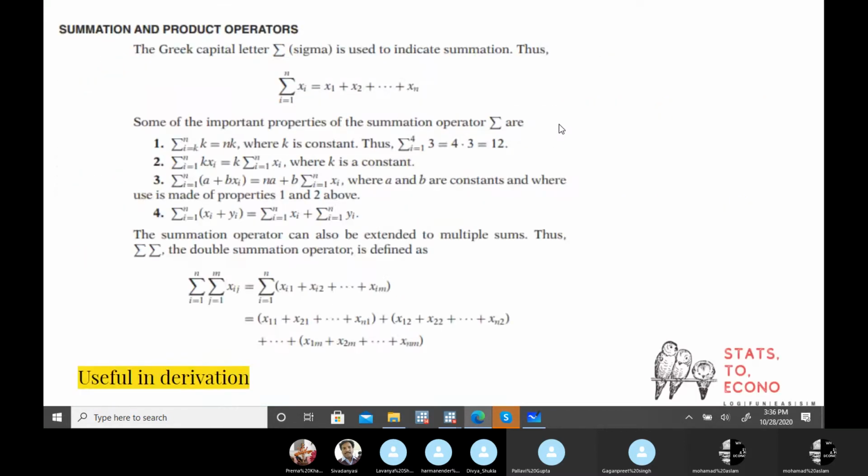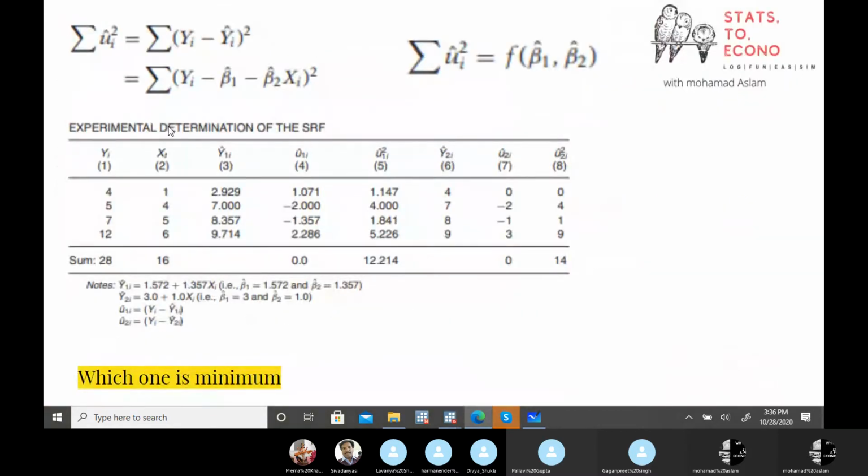So we are going to differentiate this particular equation with respect to beta 1 first, and then with respect to beta 2. Then we will get two different equations. And if we solve those two equations, we will get values for beta 1 and beta 2, because we need some method or formula to get this beta 1 and beta 2. And in the background, we are going to minimize this summation u hat square.